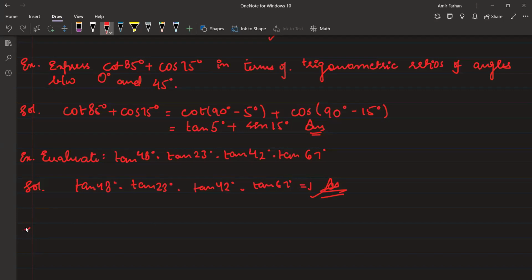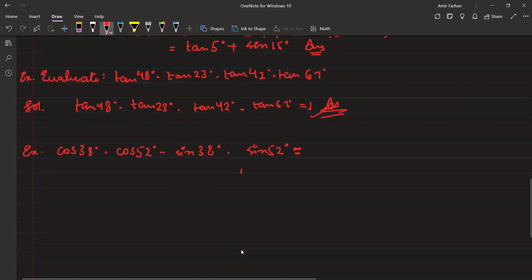Now, one more example, a little bit, just to increase the level of it. Cos 38 degree dot cos 52 degree minus sine 38 degree dot sine 52. Now tell me the answer. One more minute, then we will move to the next topic.